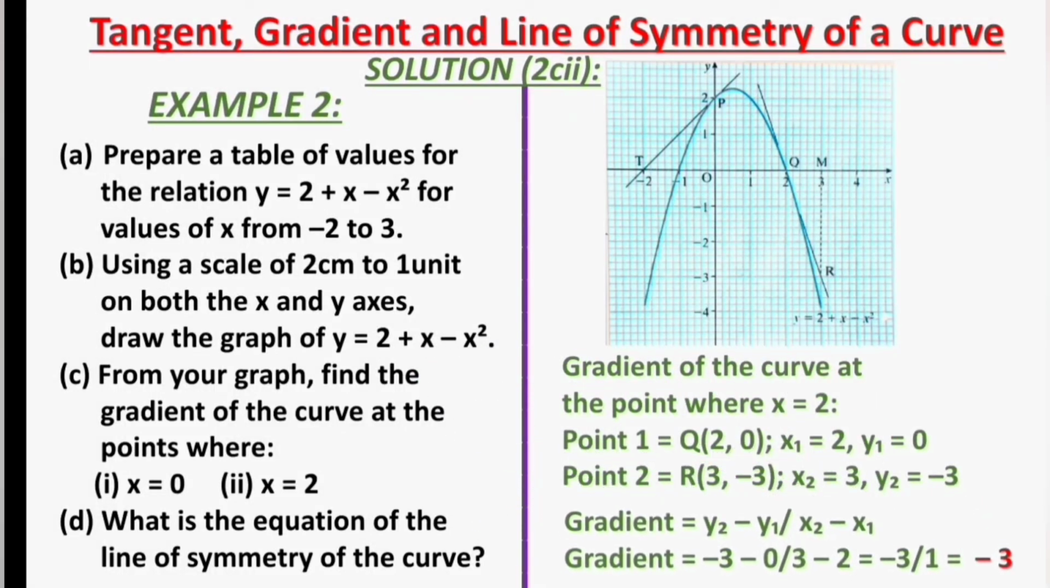Now, using the formula for gradient, which is y2 minus y1 divided by x2 minus x1, substituting your values into your gradient formula and solving, you are going to see that the gradient of the curve at the point where x is 2, the gradient is minus 3.